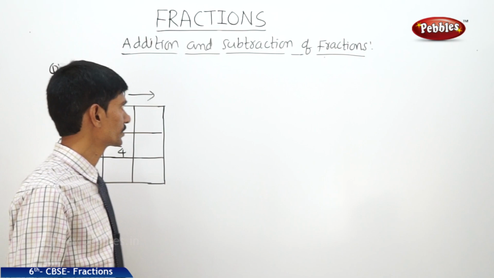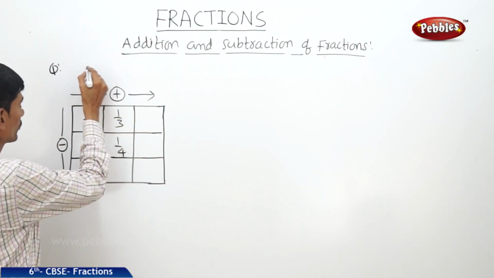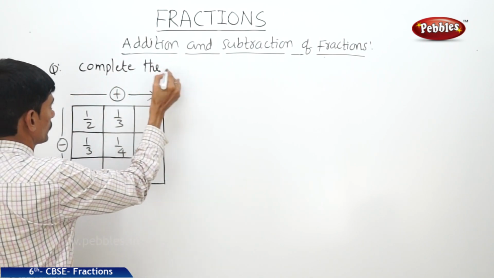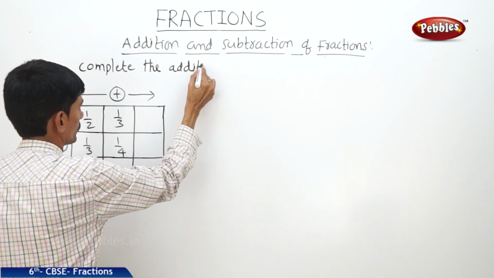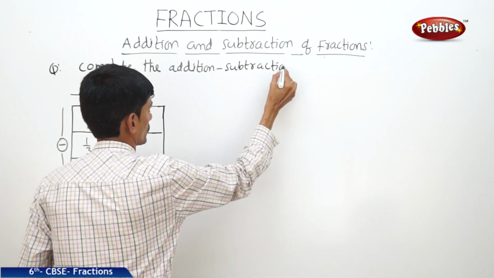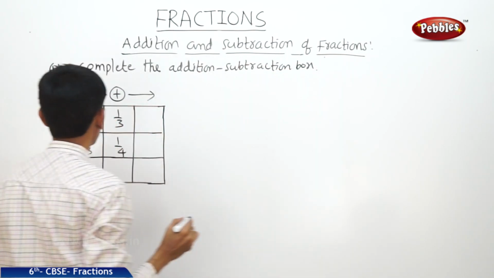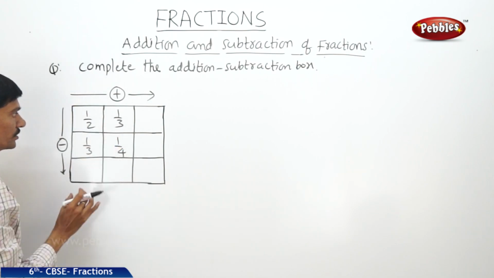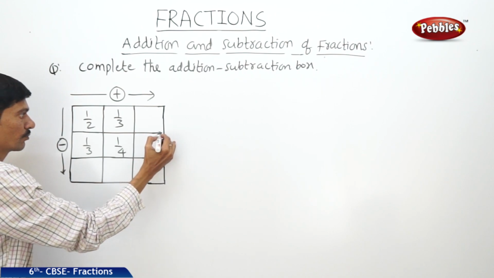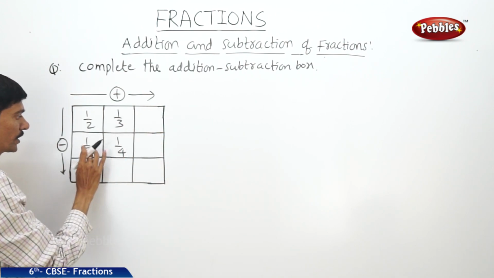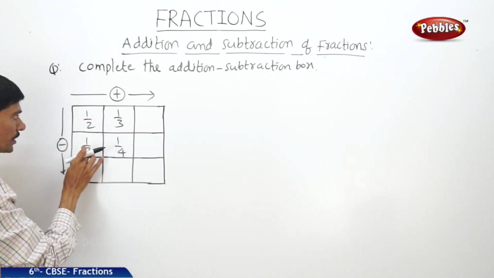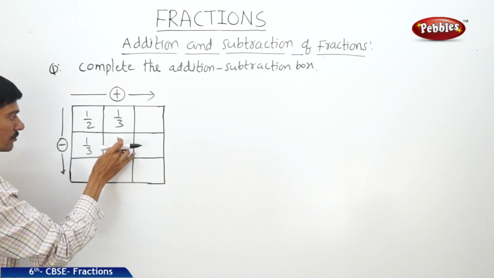Now let us see the next question. Complete the addition subtraction box. In the box, 4 fractions are given, so we have to find the sum of these 2 fractions and fill up this box, and the sum of 1 by 3 and 1 by 4 should be filled in this box. Now the subtraction: the difference of 1 by 2 and 1 by 3 and the difference of 1 by 3 and 1 by 4.